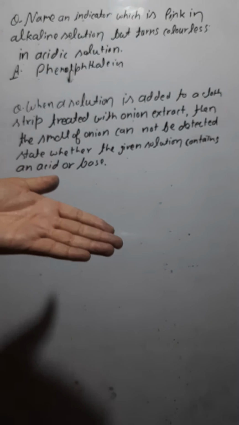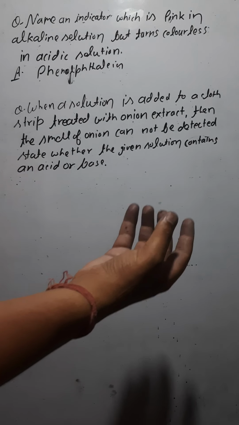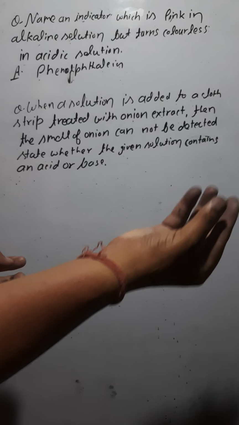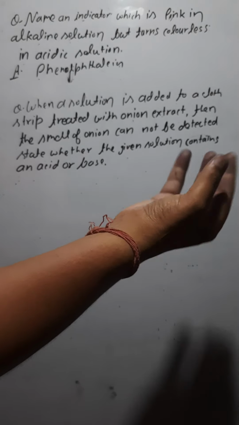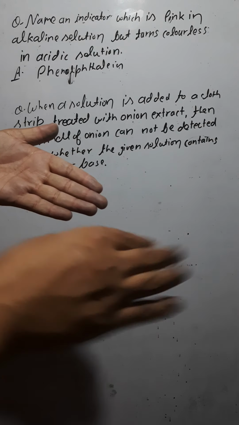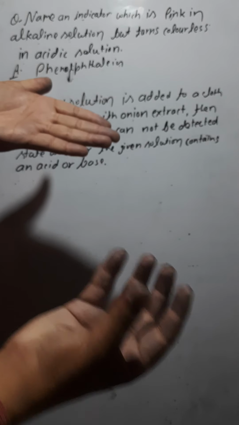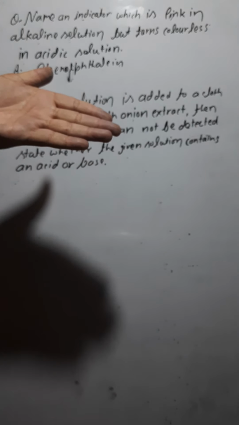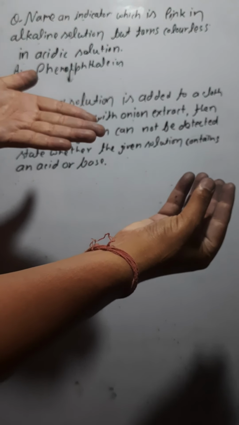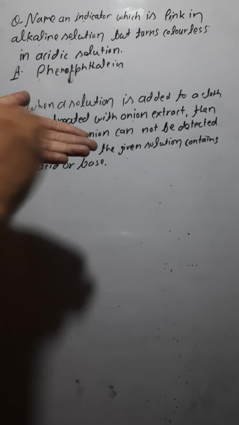Okay, now what you are doing? Treated with onion extract. Now you have some onion, means the juice of onion, you can say. Some extract from the onion you take. You have the cloth strip where you have added the solution. So this one solution is added to this one cloth strip. Now you are just adding this onion extract here.